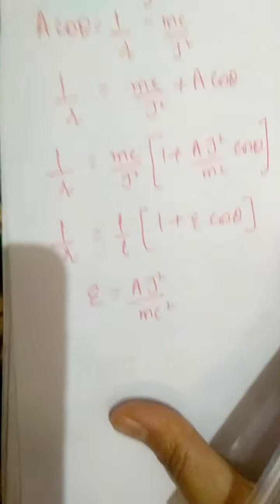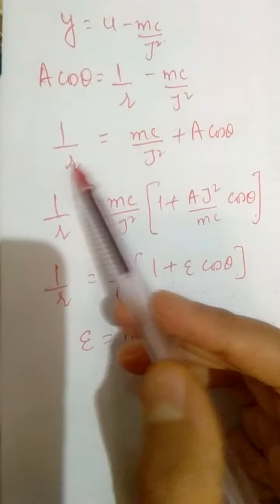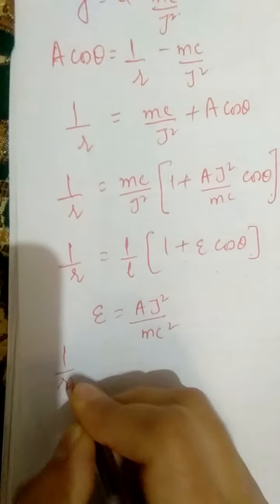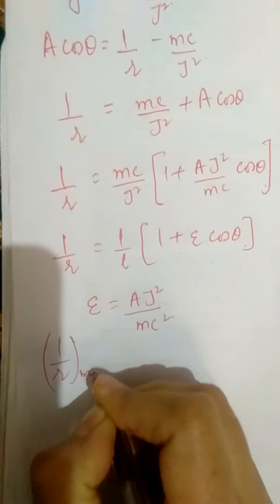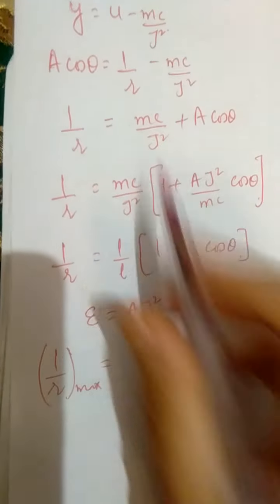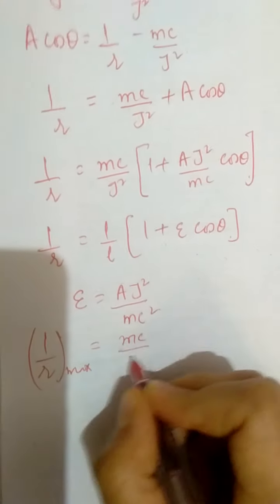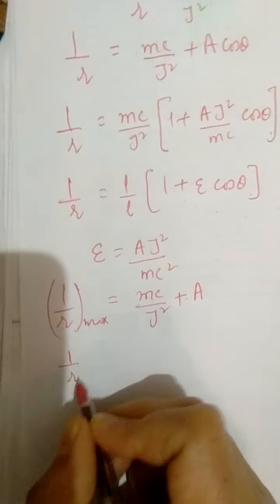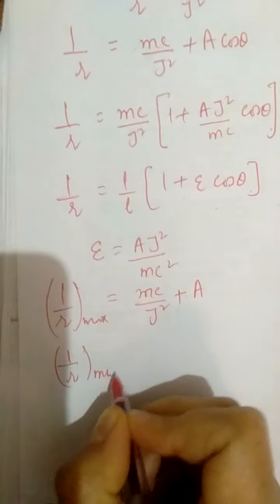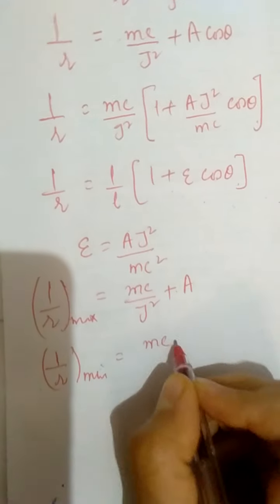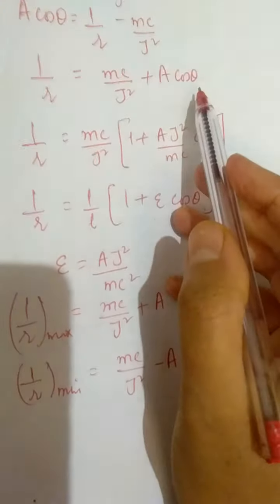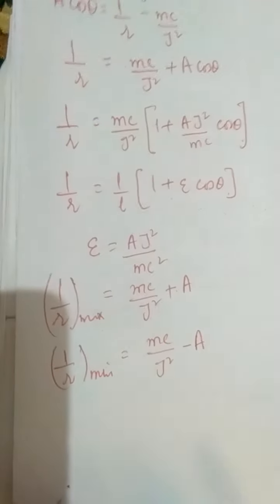Now, from here, we can find that the maximum value of 1 by r, that is 1 by r max, is going to be how much? It's going to be mc by j square, and maximum value of cos theta is 1, so it is plus a. And minimum value of 1 by r, that is 1 by r minimum, is going to be mc by j square minus a, because minimum value of cos theta is minus 1.